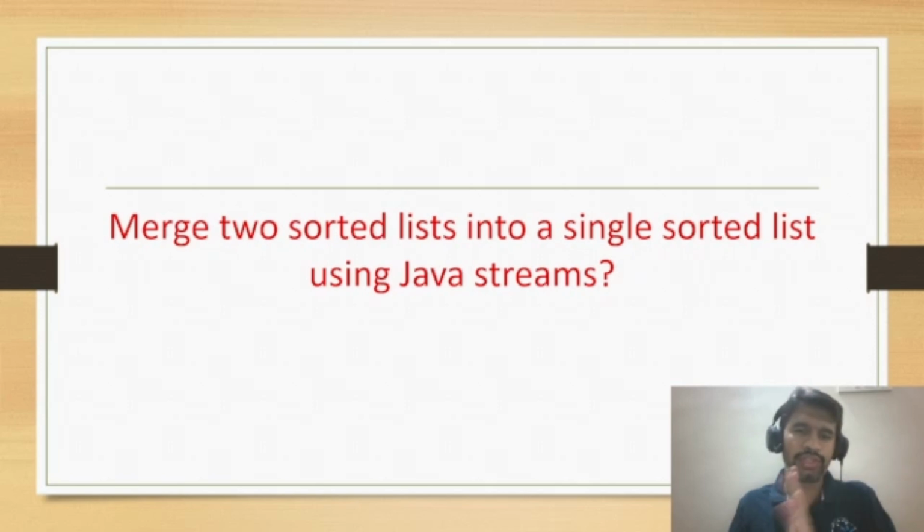I hope you understood this problem clearly. Here we have two sorted lists. We have to merge them into a single sorted list using Java streams. The requirement is a bit different. In the previous question, the requirement was just to merge the two streams, with no condition on sorting. Here they are already sorted, and we have to merge them into a final list that should also be sorted. So let's see how to do it.